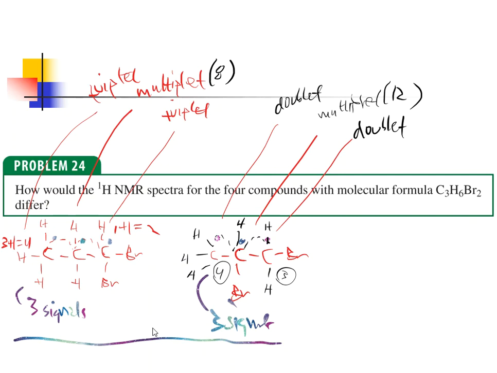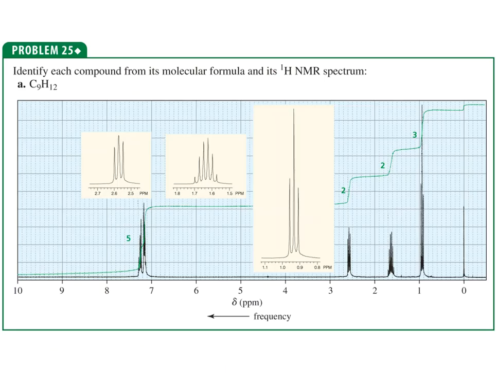Okay, so that's example problem number 24 answered for you, and hopefully you got something pretty close. Okay, so now let's take a look at this problem. We're kind of working backward here, and these are the ones that I really like because you can't really cheat on them. So if I take a look at problem number 25, it says identify each compound from its molecular formula and its H NMR spectrum, and they give me C9H12.